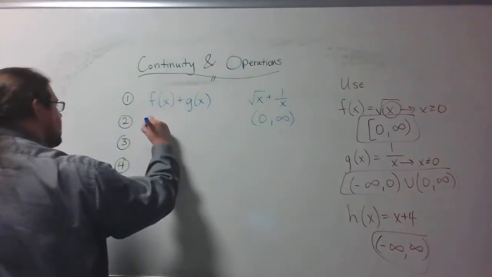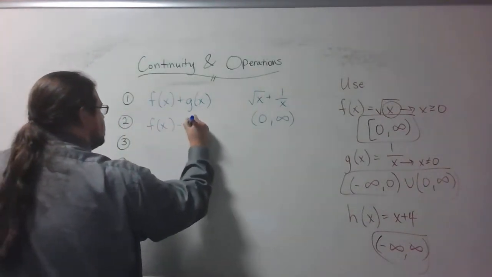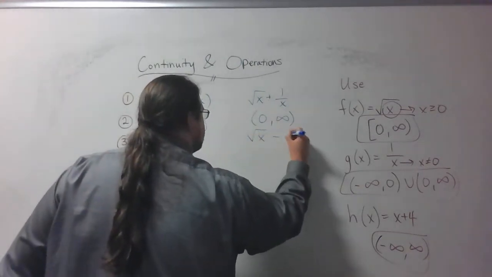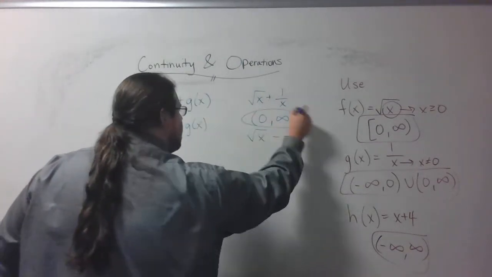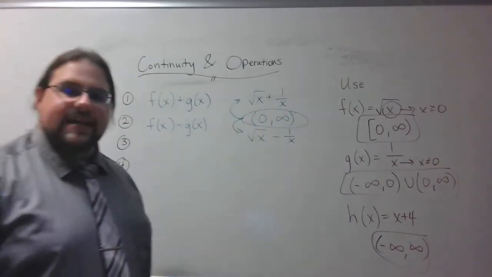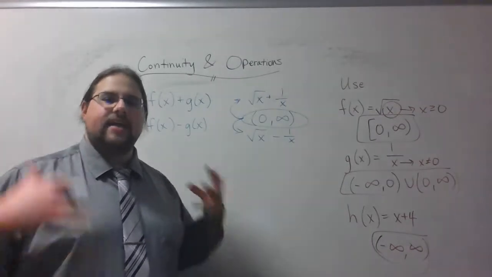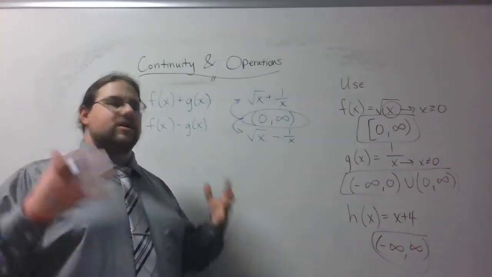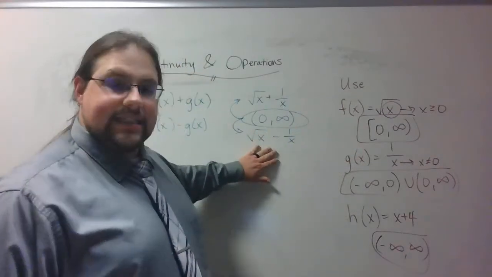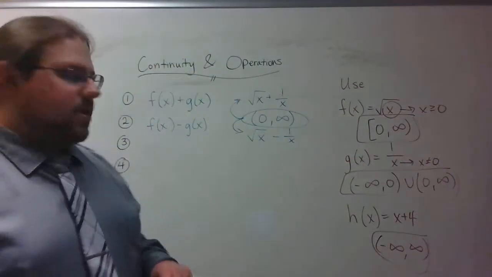Here we go. F of x minus g of x. Guess what? That's going to be the square root of x minus 1 over x. Works the same way. Okay? So, f of x and g of x just maintain the continuity there was before. So if it was continuous here and continuous here, it's going to stay that way. All right, let me keep going. I'm going to do another one.